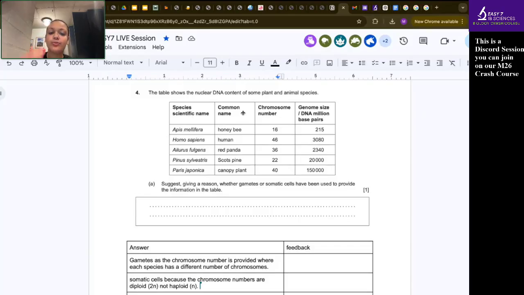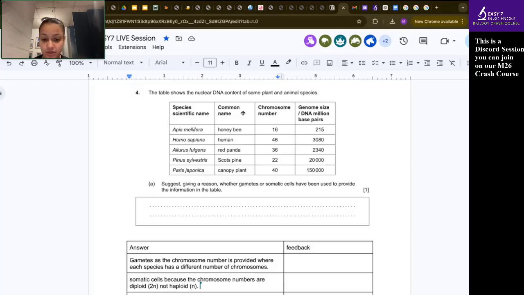These are the haploid number cells, and your diploid cells, or all the other cells in your body, are all somatic. So anything that's not a gamete is a somatic cell, the same as any other cell in your body, and those will have diploid numbers. So from these species, now I don't know what chromosome number a honeybee has, but I know what a human has.